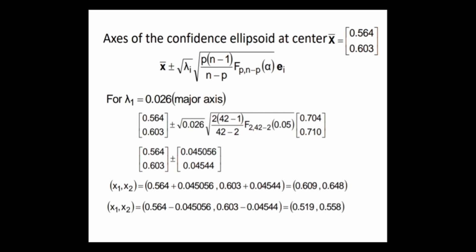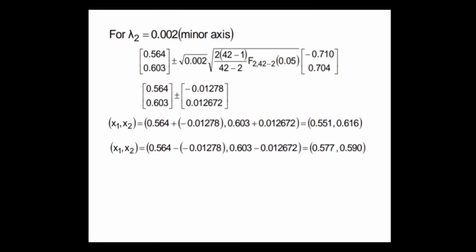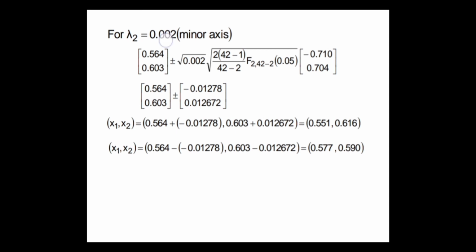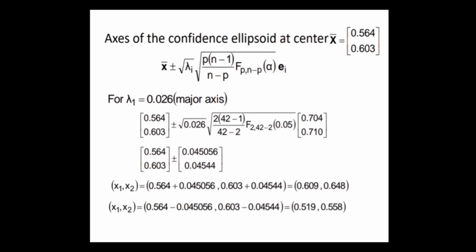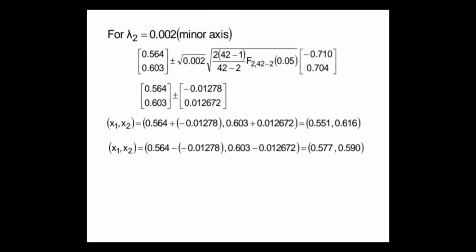Okay, using the first one, using the eigenvalue 0.026. Another eigenvalue is 0.002. So this is the minor axis. Using the same formula, you will get these two coordinates, which is the minor axis here. Okay, that is the way how you can create the ellipsoid.